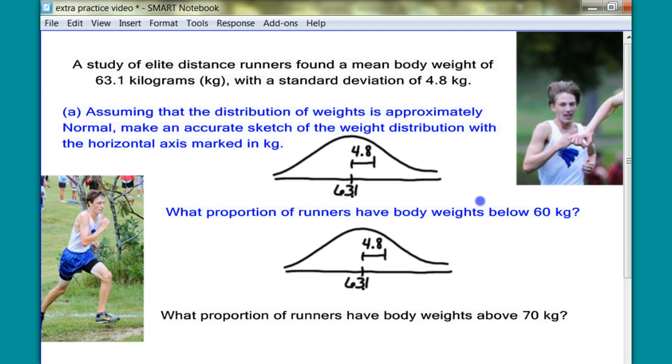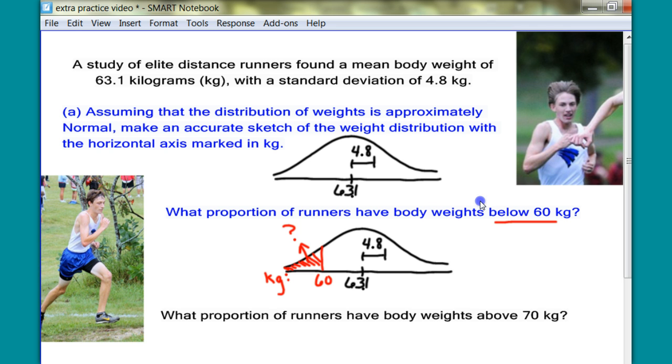Next one says, what proportion of these runners has a body weight below 60 kilograms? So I come in here and I mark roughly where 60 kilograms has to go. It does not have to be accurate. The weights that are below 60 kilograms, lower than 60, are going to be in this direction. So this problem really wants you to find that area.